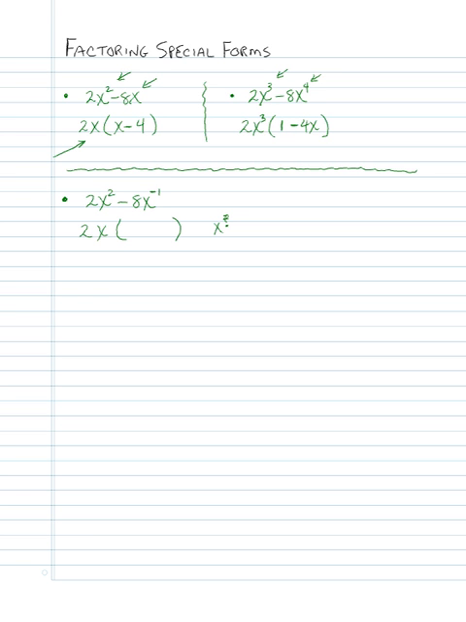As before, we look at the two powers: power of 2, power of negative 1. In the two previous cases, we used the lowest power of x to factor out. So which is smaller, 2 or negative 1? Negative 1 is the smaller power. So we factor out 2x to the negative 1 power.